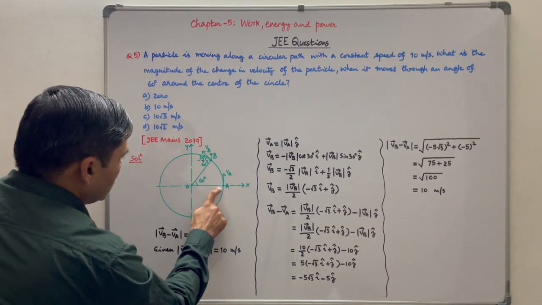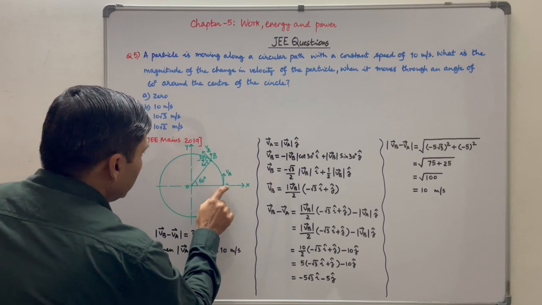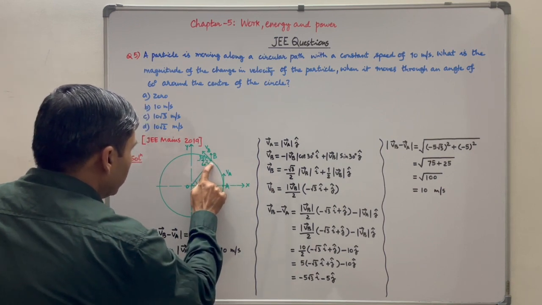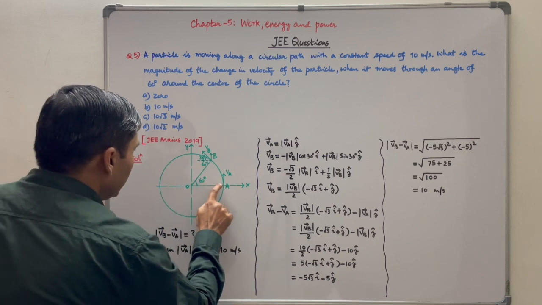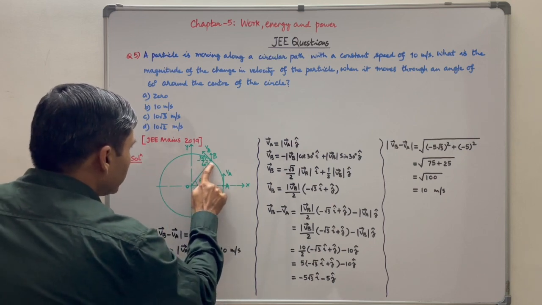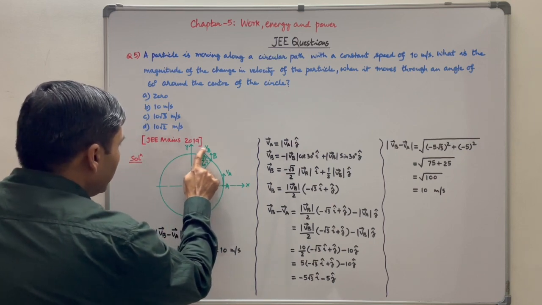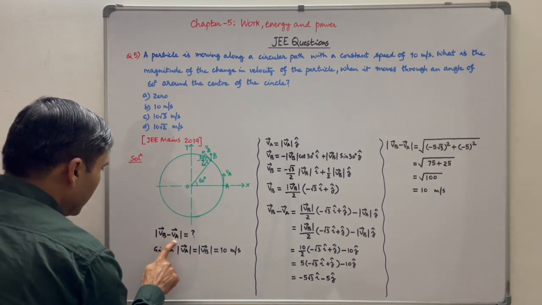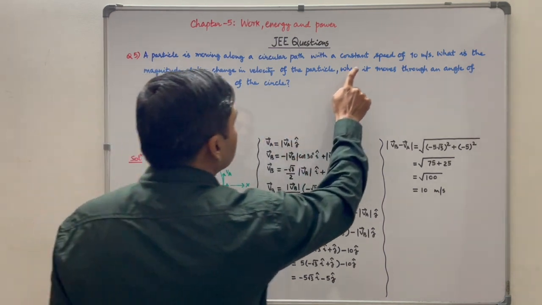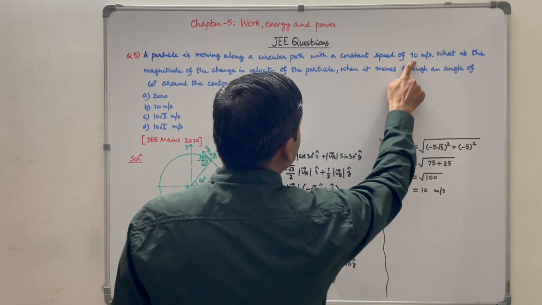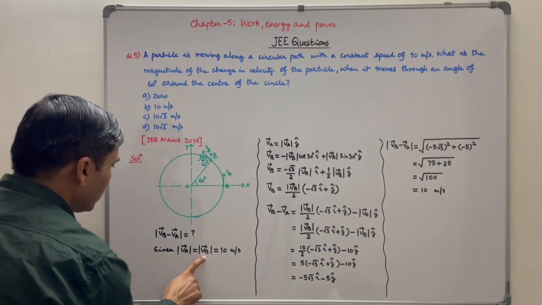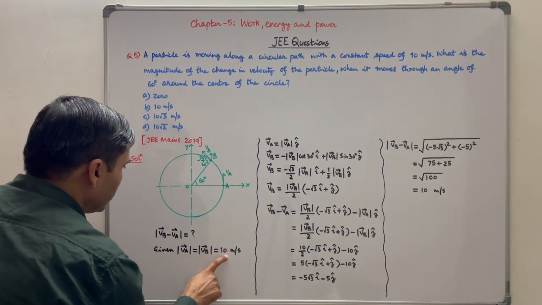Suppose at t equal to 0, the particle is at A, that is along the x-axis. Its velocity is Va. After some time, it reaches B, so that angle BOA is 60 degrees. Its velocity at B is Vb. We have to find out the magnitude of vector Vb minus vector Va. It is given that the particle is moving with constant speed 10 meter per second. That means magnitude of Va is equal to magnitude of Vb is equal to 10 meter per second.